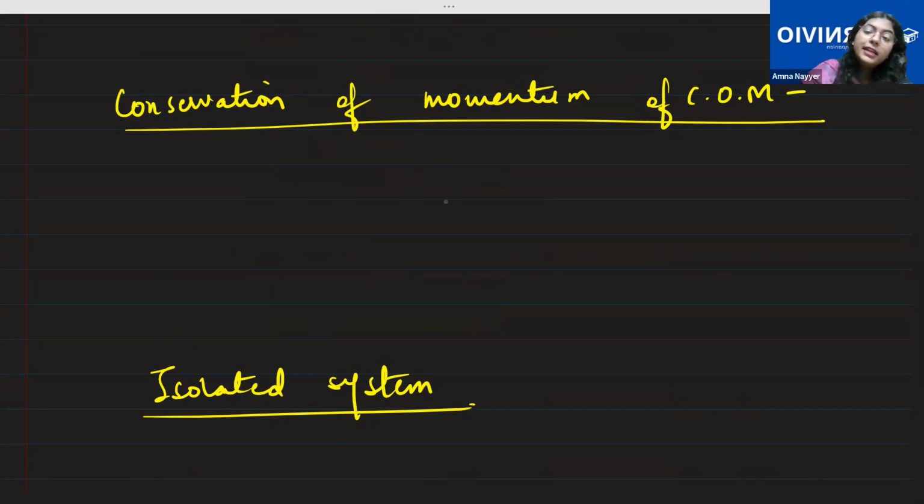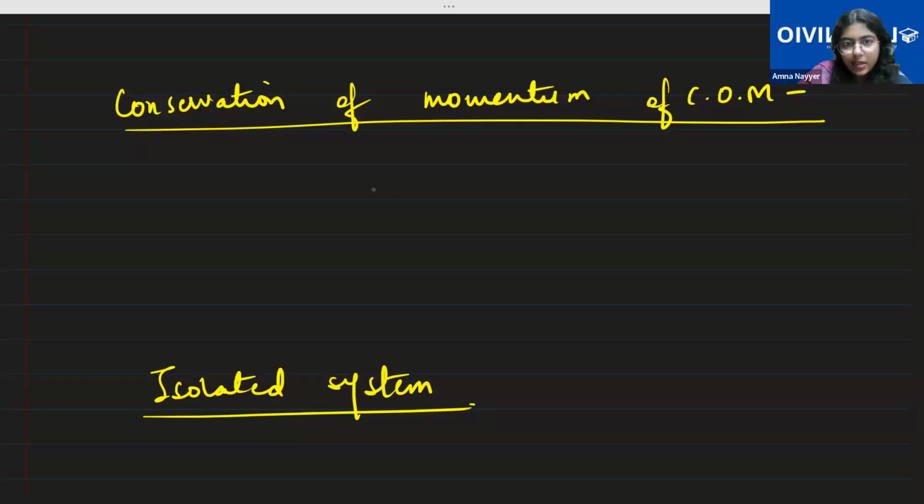Conservation of momentum of center of mass means, see, we have calculated so many things: position, then velocity, then acceleration, then forces. If acceleration is there, force will be there. If forces are present, momentum will be there. So all these are connected.